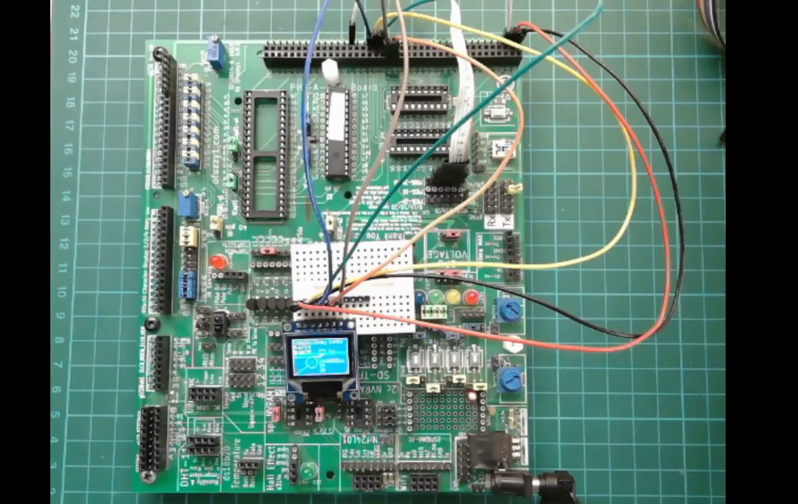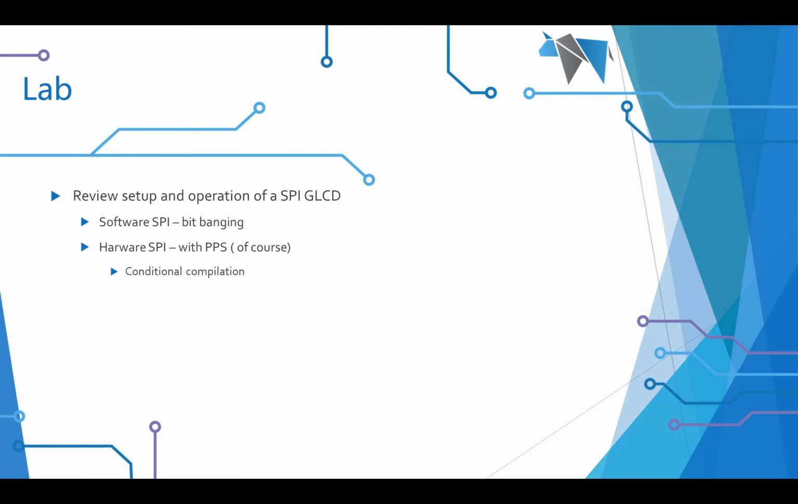So let's go back to what we're going to go through. We're going to look at the operations. We've seen it working. We'll look at software SPI called bit banging, and then we'll look at hardware with PPS, of course. But we're also going to introduce conditional compilation, and that's important because it will allow you to switch between software and hardware quite nicely.